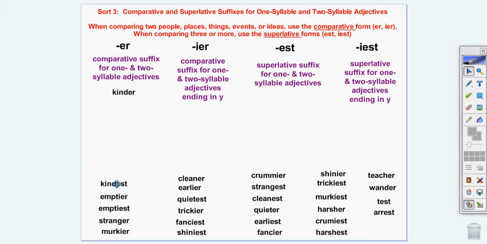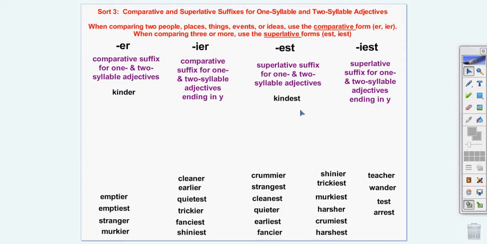If we look at the est ending, that tells us it's a superlative, and in this case we could say this is the kindest Joe has ever acted, or we could say that Joe is the kindest person in the room. In that case, we're comparing Joe to all the other times that he's acted, or to all the other people in the room.